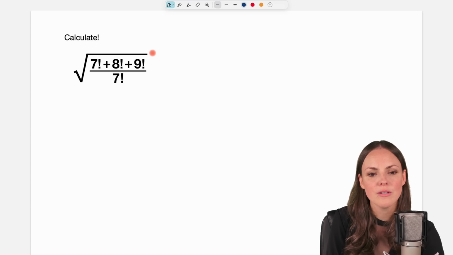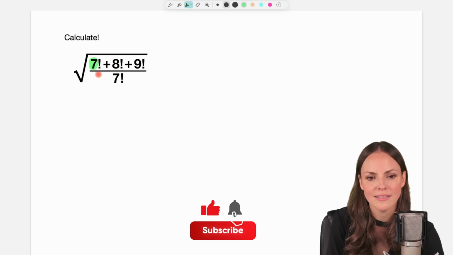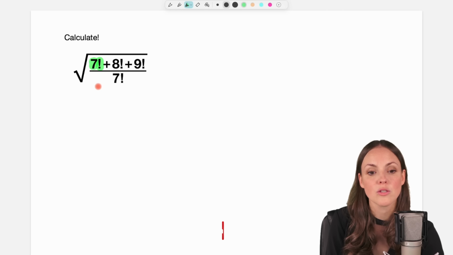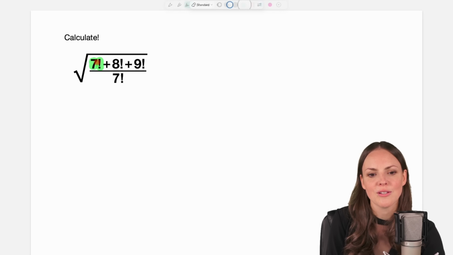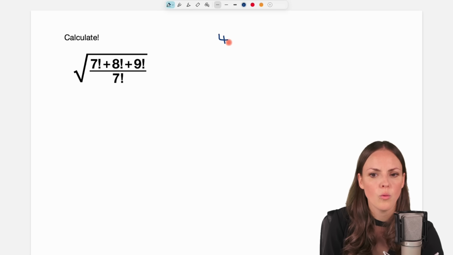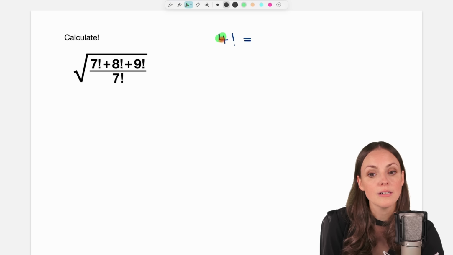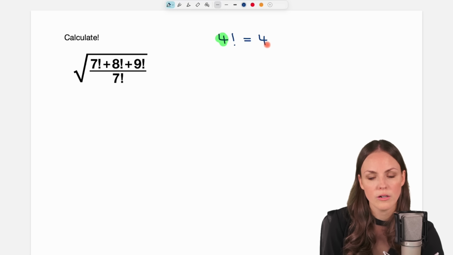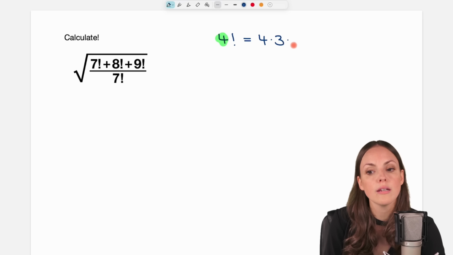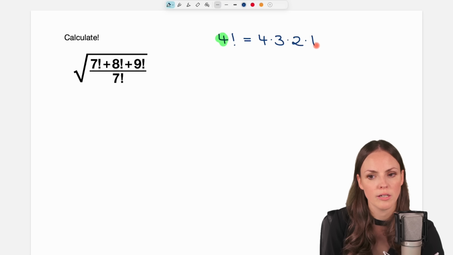Today I want to show you how to calculate this expression here. We have the square root of a fraction, and here we have 7 and this exclamation mark, which stands for the factorial. Let's take a look at an example like 4 factorial. You always start with this number, the 4, and then multiply it by the next smaller number, the 3, and then by the 2, until you get down to 1. This is 4 factorial.